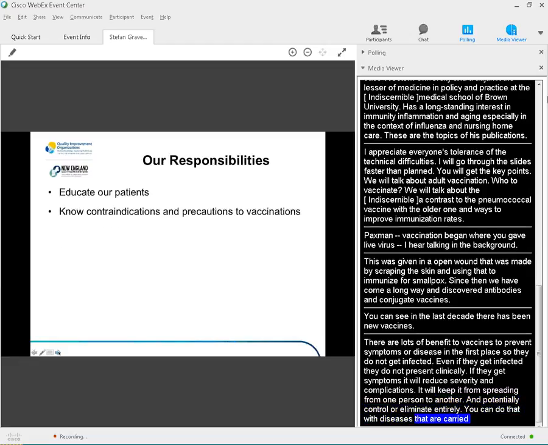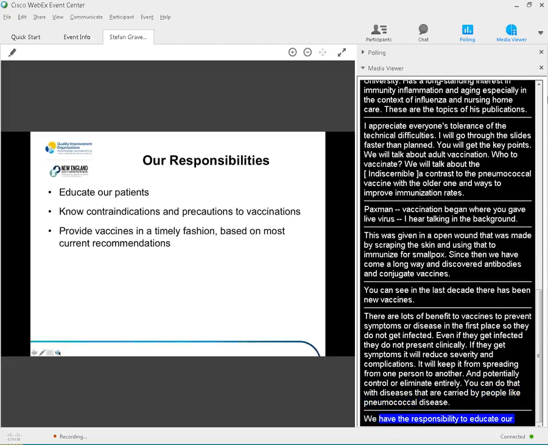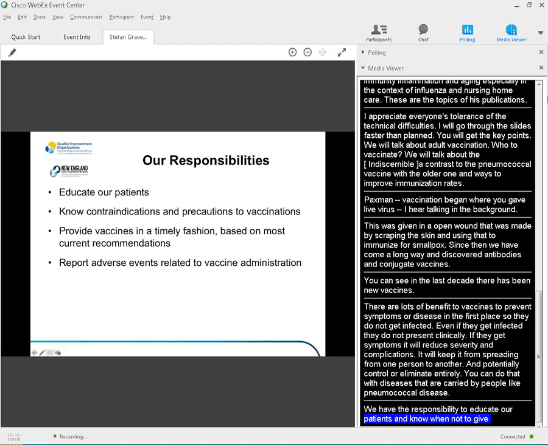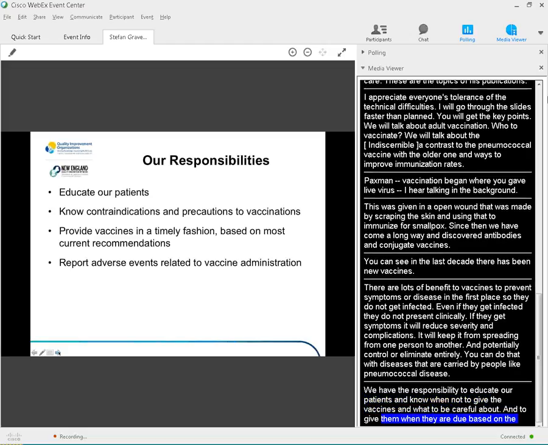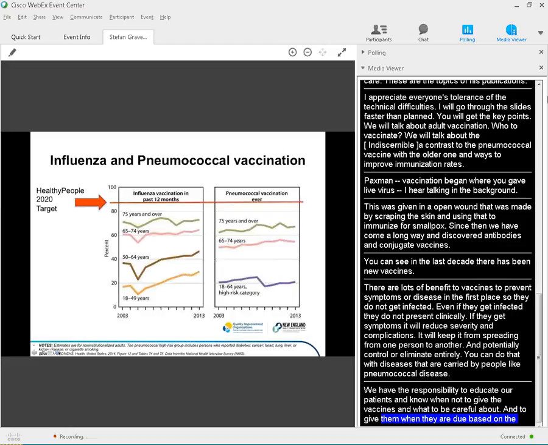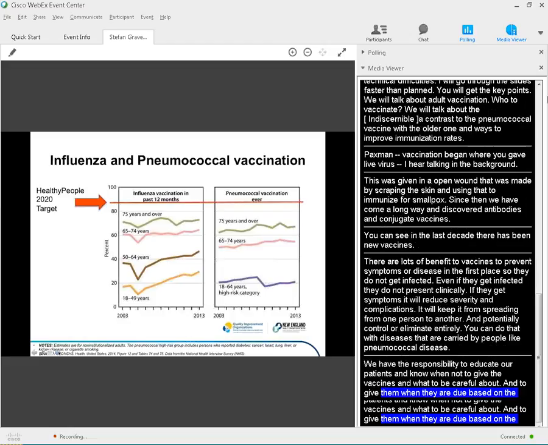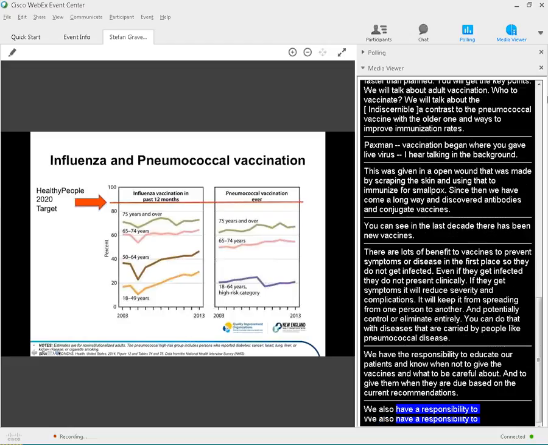So we have a responsibility to educate our patients, know when not to give the vaccines and what to be careful about, and to give them when they're due based on the current recommendations. We also have a responsibility to report adverse events when we give vaccine, and I'll tell you about how to do that. The Healthy People 2020 target for influenza and pneumococcal vaccines is to achieve 90% vaccination coverage.